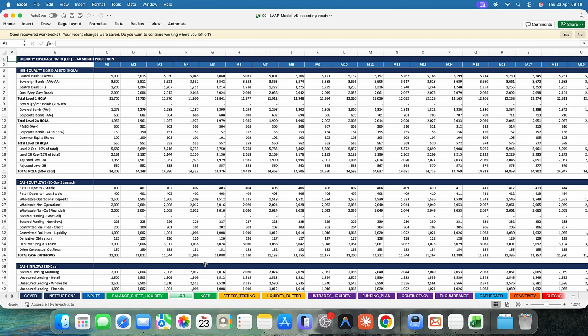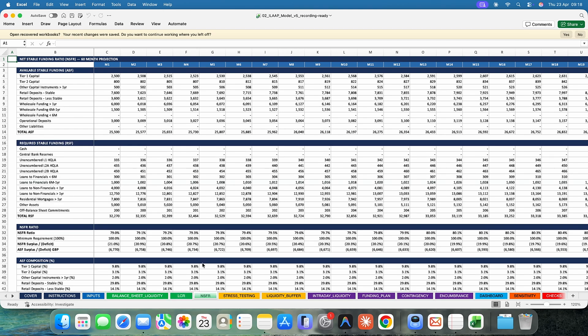The liquidity coverage ratio. HQLA in the numerator, 30-day net outflows in the denominator. Level 1. Level 2A with haircuts. Level 2B with haircuts and caps, calibrated to the regulation. Outflows split by stability bucket. Retail, operational wholesale, non-operational, secured. Each with its prescribed runoff rate. You get the LCR ratio for every one of 30 quarters. Live. If it drops below the regulatory minimum or your internal threshold, the model flags it.